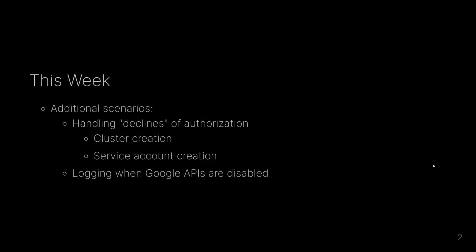This week, two main batches of work. The first was related to handling of declines of authorization. This is where you are going through the Google OAuth flow, but the user chooses to decline granting permissions. And the second one was related to logging when Google APIs were disabled.